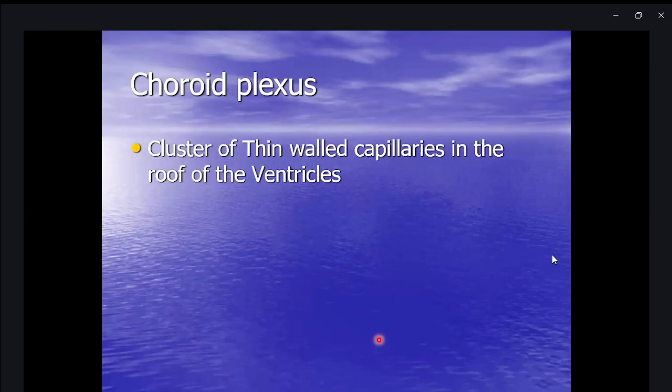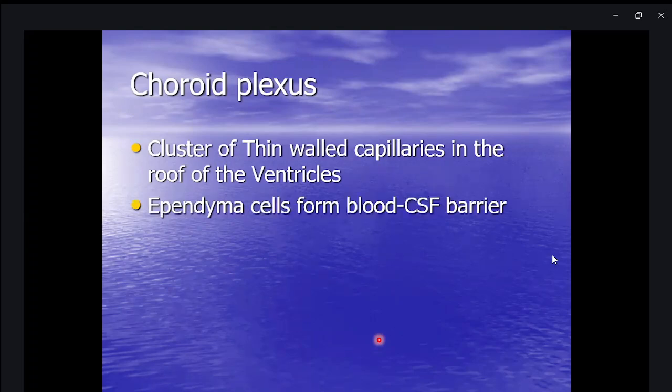The choroid plexus, which is also formed by pial vessels, is lined by ependyma cells, and these ependyma cells line the ventricles. These are simple cuboidal epithelia with microvilli at the luminal surface, and the choroid plexus is very important for production of cerebrospinal fluid.